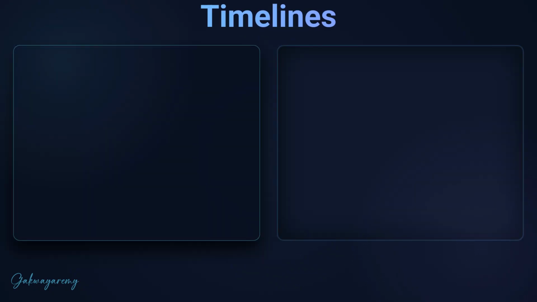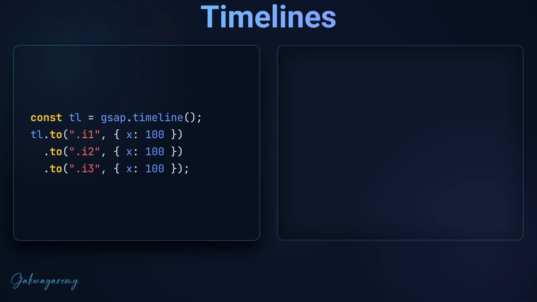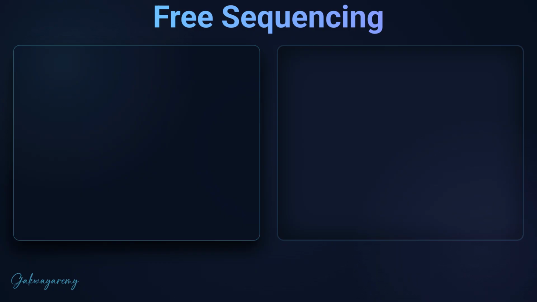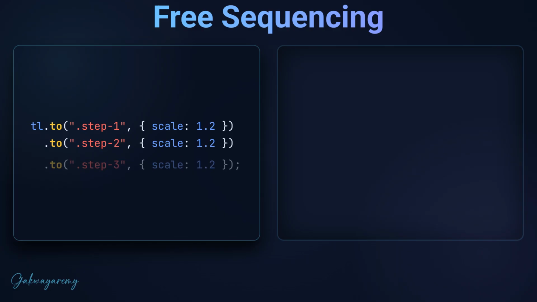When you need to sequence multiple animations, timelines are your best friend. Create one with GSAP.timeline to group your tweens onto a single, manageable playhead. Timelines offer sequencing for free. Tweens added to a timeline will play one after another automatically, eliminating the need for nested callbacks or fragile timeouts.